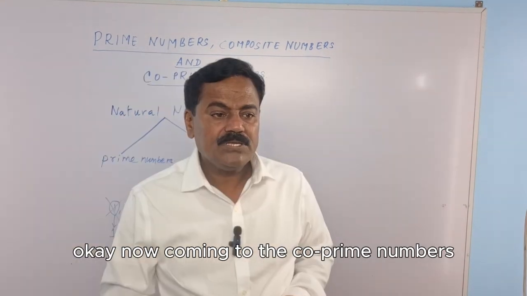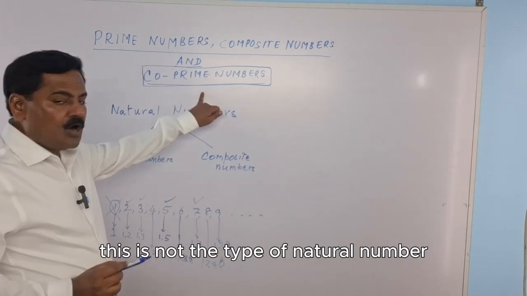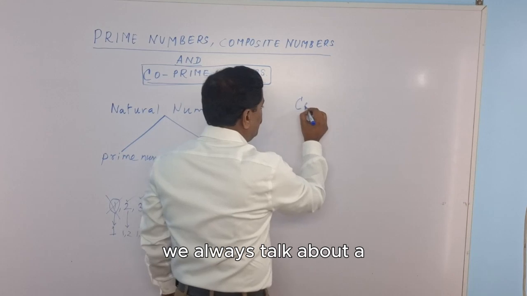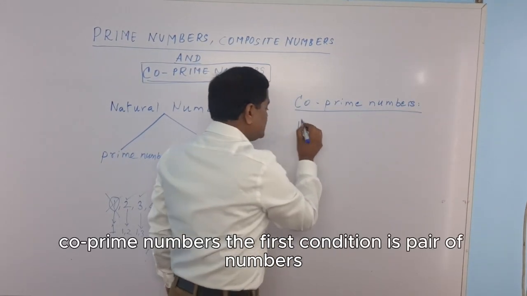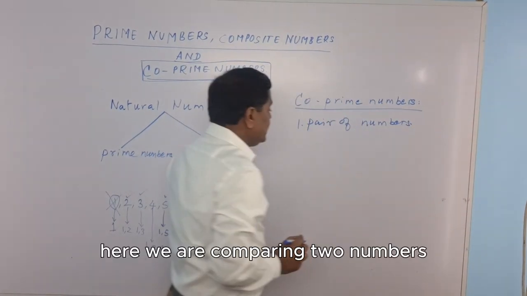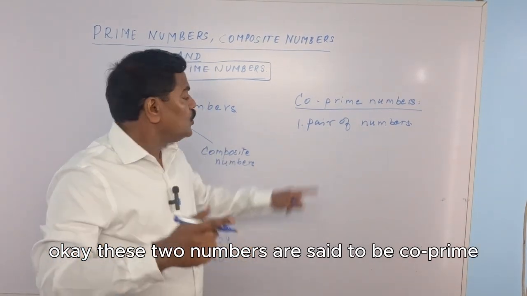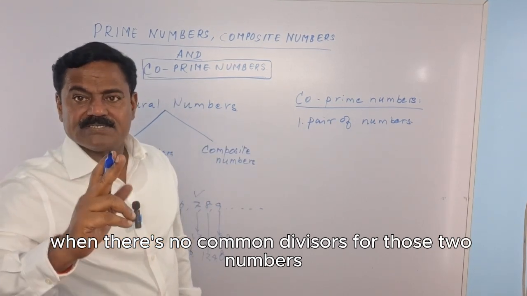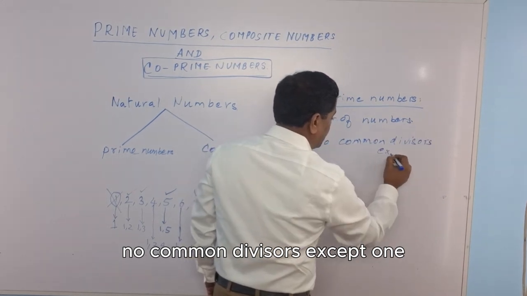Okay, now coming to the co-prime numbers, this is not a type of natural number. When we talk about co-prime numbers, we always talk about a pair of numbers. The first condition is a pair of numbers; here we are comparing two numbers. These two numbers are said to be co-prime when there are no common divisors for those two numbers except one.